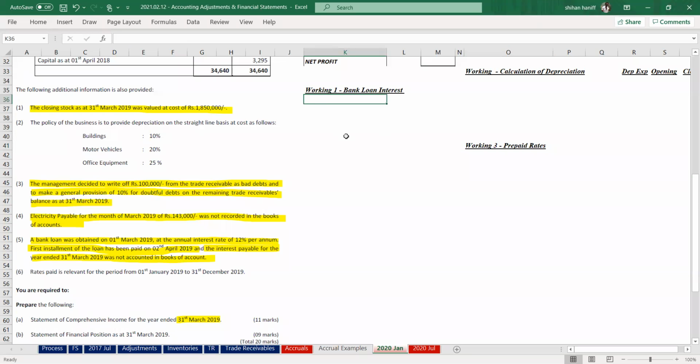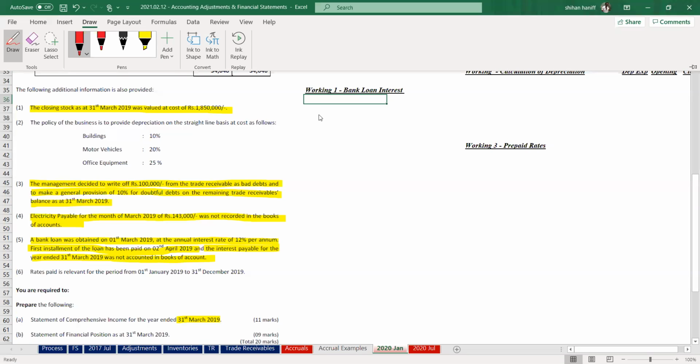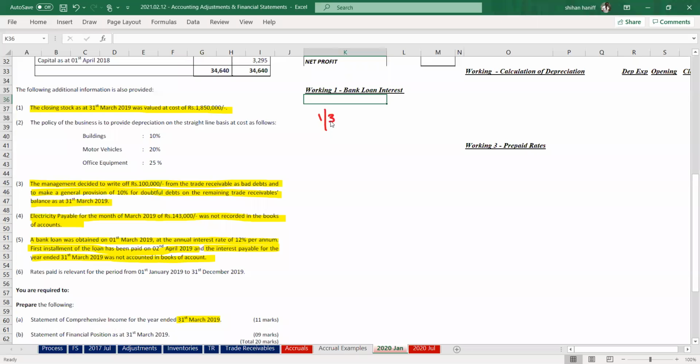Bank loan interest. The loan was obtained on 1st of March 2019, so it's 1st of March 2019 to 31st March 2019.